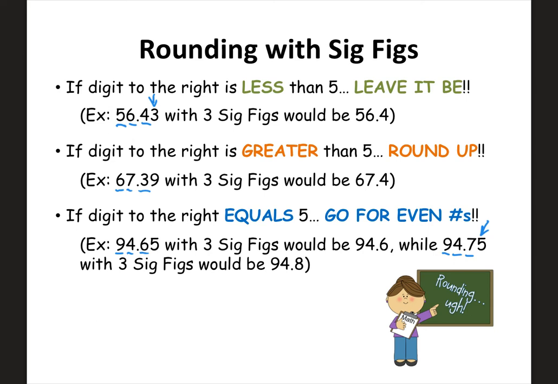Well, the 7 is not even, so then you would have to round it up to 94.8. The key is, if it's not an even number, you would go up. You never go down to an even number, you go up. And we always consider a 0 to be an even number. So this is just something you need to practice, okay? You got to be good with sig figs here, but you got to pay attention to these rounding rules. The hardest one is the 5. If it equals 5, you got to go for an even number.